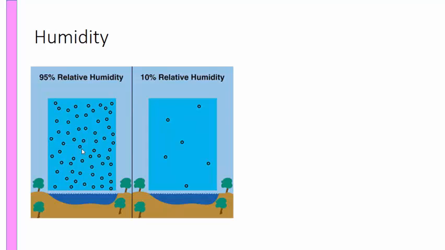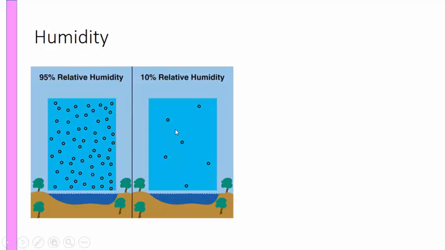In order for evaporation to occur, the water vapor pressure on the skin has to be greater than the water vapor pressure in the air. So here, if we have 95% relative humidity and we have a lot of water molecules in the air and a lot of water molecules on my skin, there's not as large of a gradient, so we're not going to be able to lose as much heat.